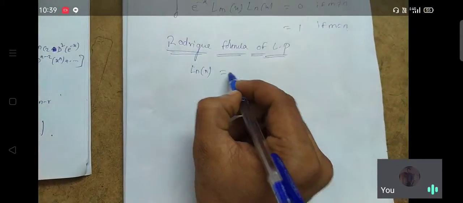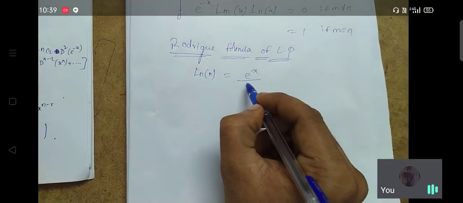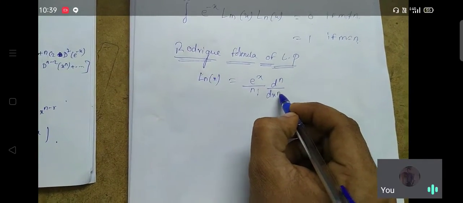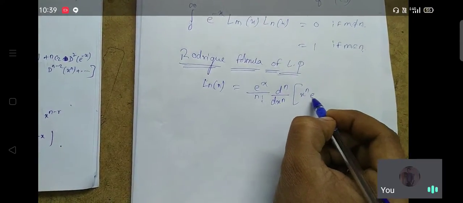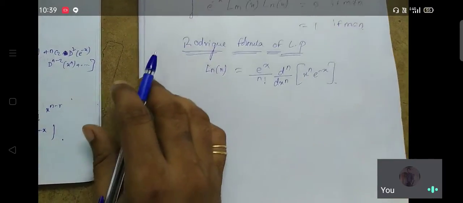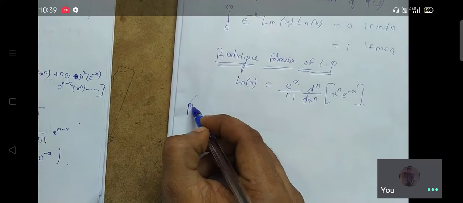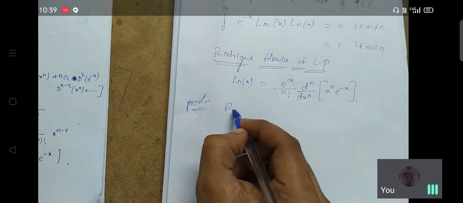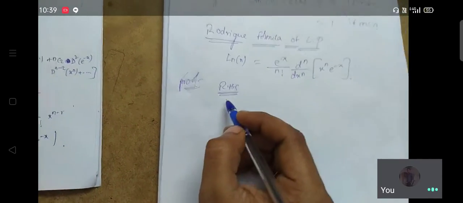Ln of x is equal to e power of x divided by n factorial, d power n divided by dx power n, into x power n into e power of minus x. Okay, so proof. Let us consider the right hand side first.